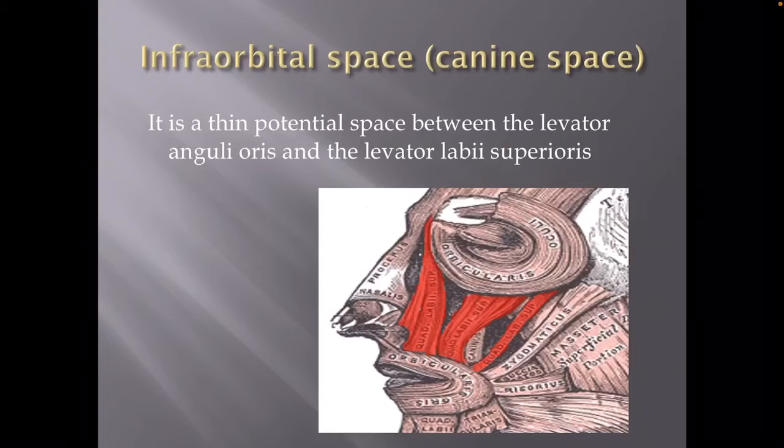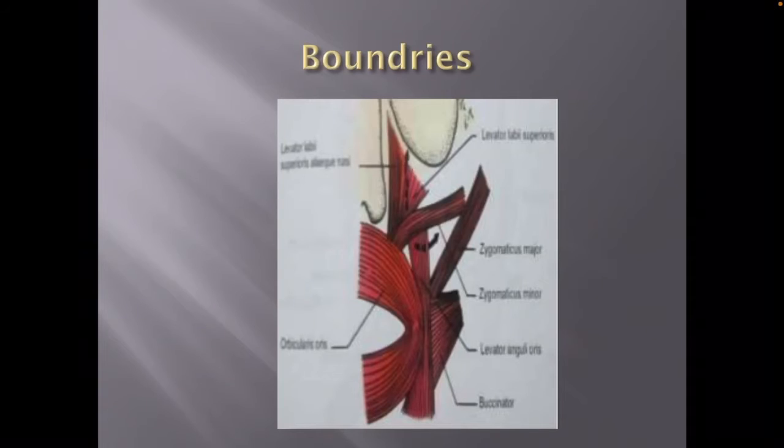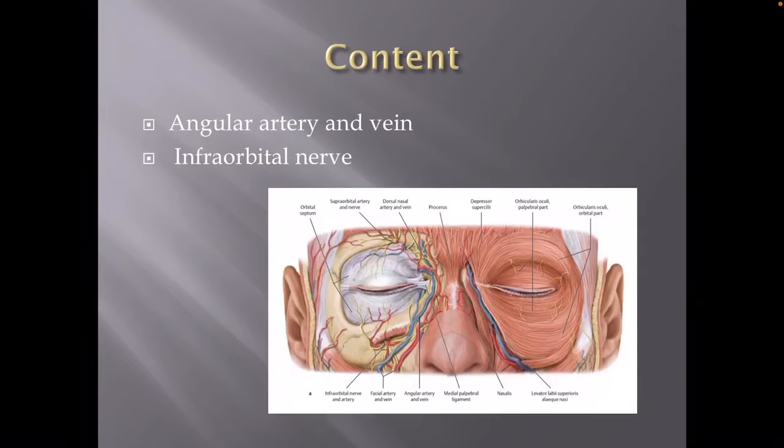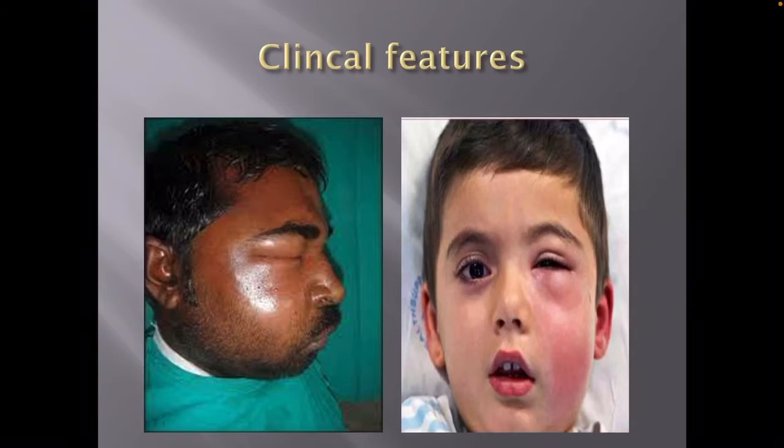Infraorbital space: it is a thin potential space between levator anguli oris and levator labii superioris. Boundaries: superiorly levator labii superioris alaeque nasi and levator labii superioris, inferiorly caninus muscle, medially anterolateral surface of maxilla, posteriorly buccinator muscle, anteriorly orbicularis oris. Content: angular artery and vein, infraorbital nerve. Clinical feature: swelling of cheek, lower eyelid, upper lip, dropping of angle of mouth, obliterated nasolabial fold, oedema of lower eyelid.